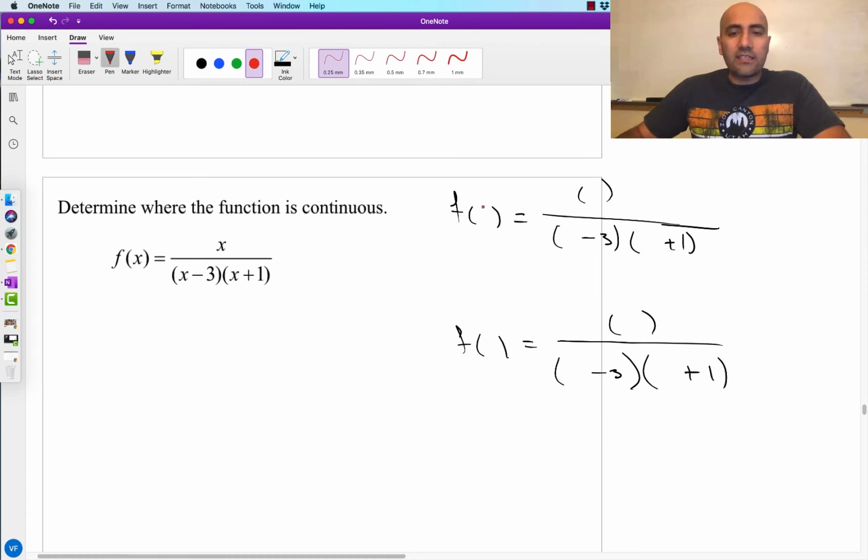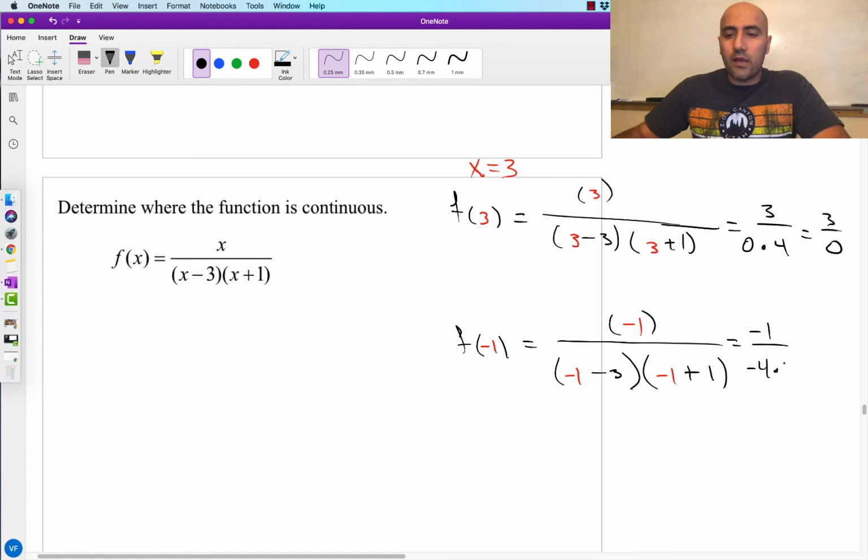So note that when x equals 3, put a 3 there, put a 3 there, put a 3 there, put a 3 there, we end up with 3 over 0 times 4, which equals 3 over 0. Okay. And if we tried -1 there, -1 there, -1 there, -1 there, we would end up with -1 divided by -4 times 0, which equals -1 over 0.